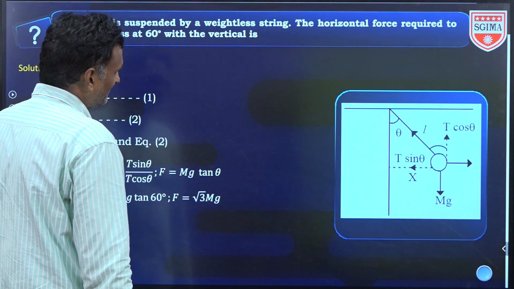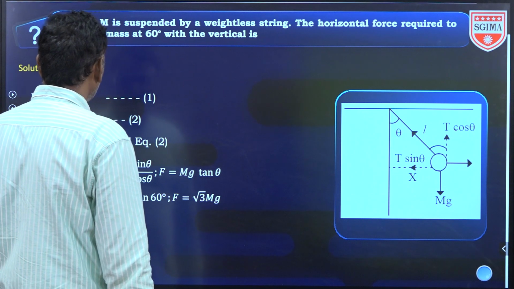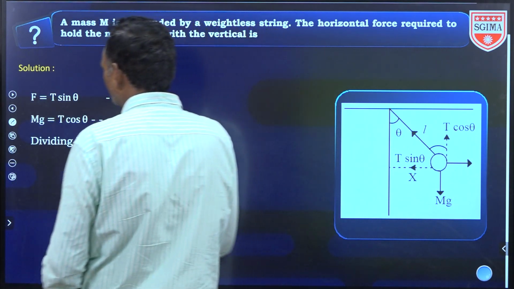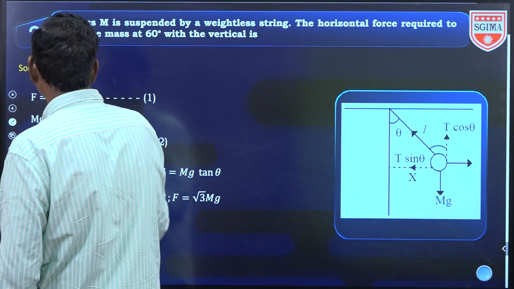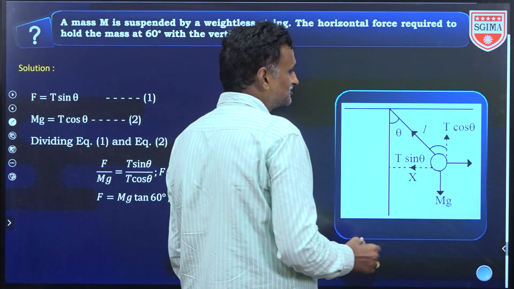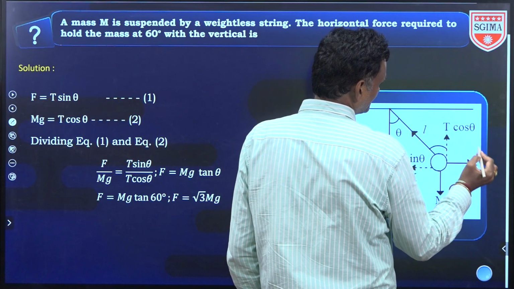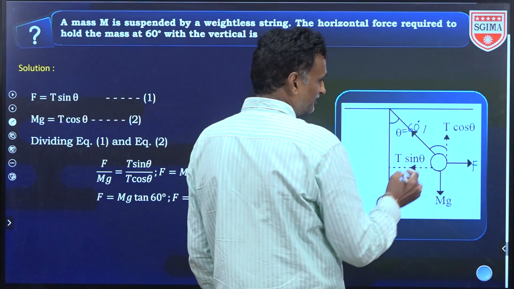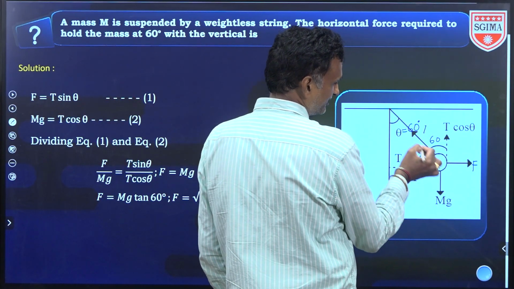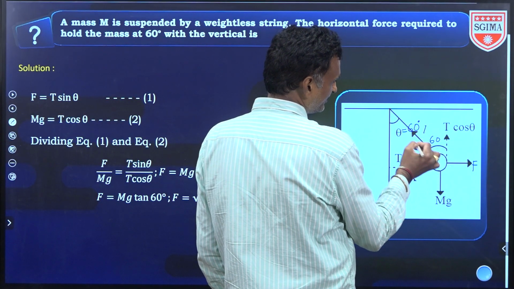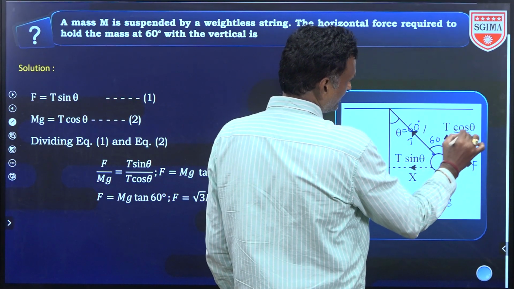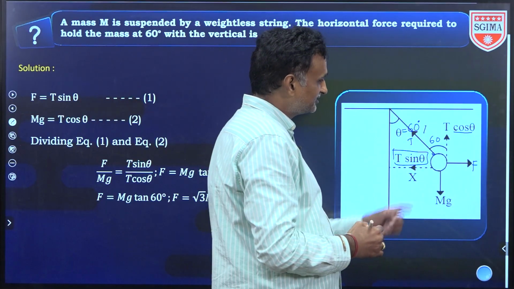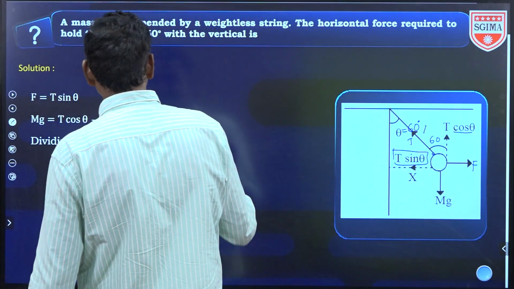M is suspended by a weightless string. The horizontal force required to hold the mass at 60 degrees with the vertical is? They are asking what force is required. Suppose I am applying some force F, and theta is given as 60 degrees. Just now we have seen the tension T, with components T cos theta along this one and T sin theta along this one. So it is in equilibrium.